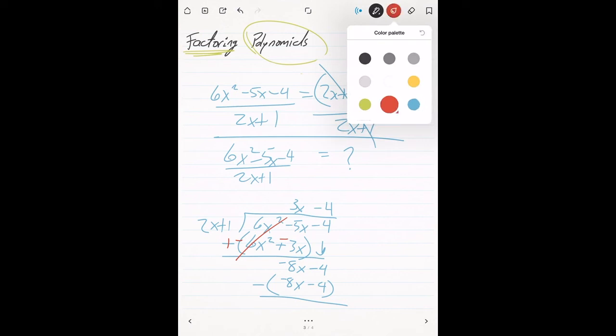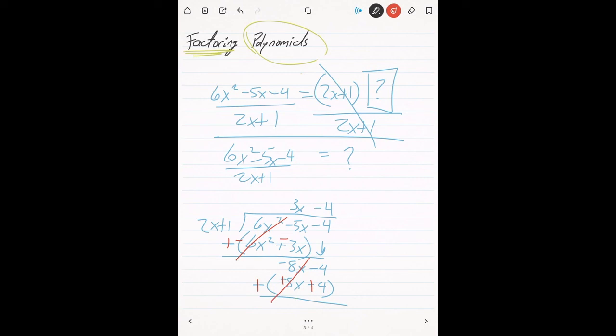So let's change up the colors here and show how we're distributing the negative through. That becomes a positive. That becomes a positive. Negative 8x plus 8x cancels out, and negative 4 plus 4 cancels out. It's just a 0. So our answer, our missing polynomial, is the quotient here, 3x minus 4. We can say that the polynomial 6x squared minus 5x minus 4 is the same thing as 2x plus 1 times 3x minus 4.